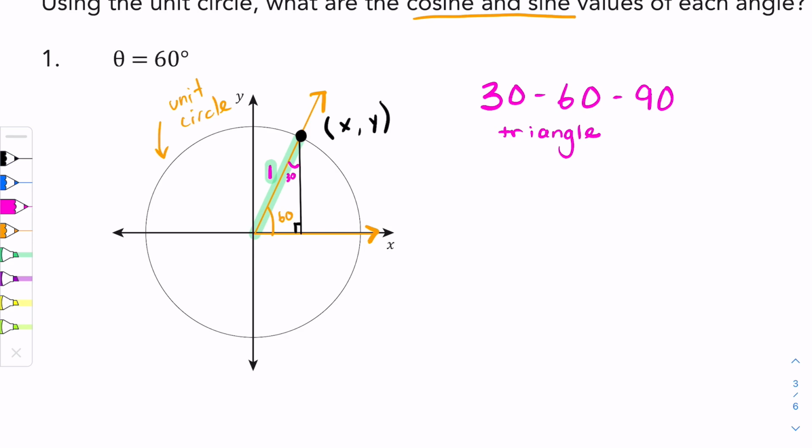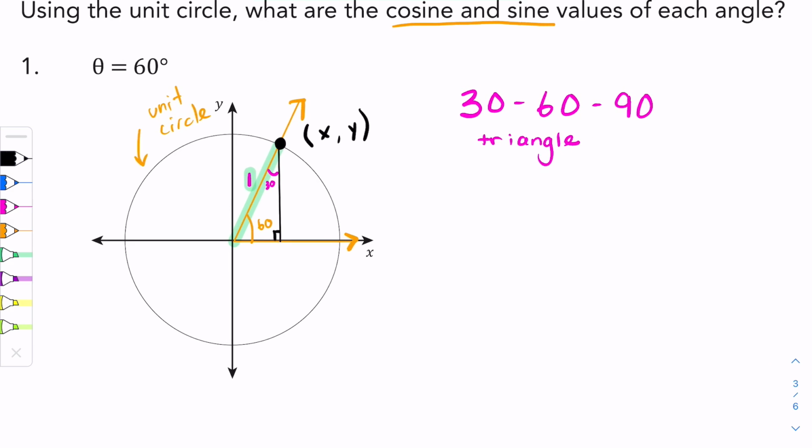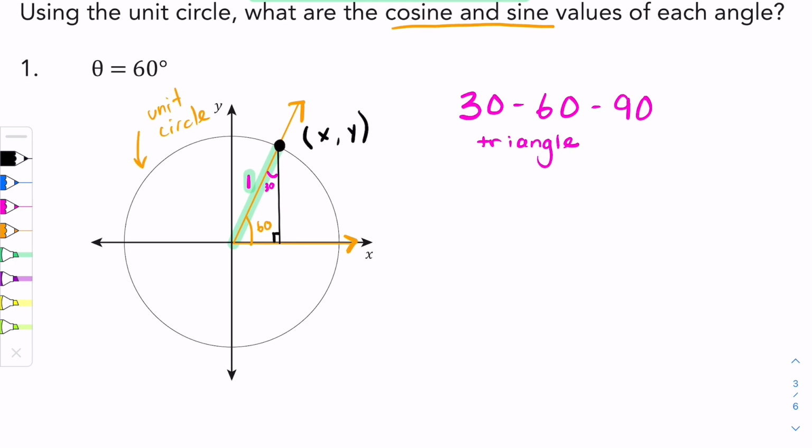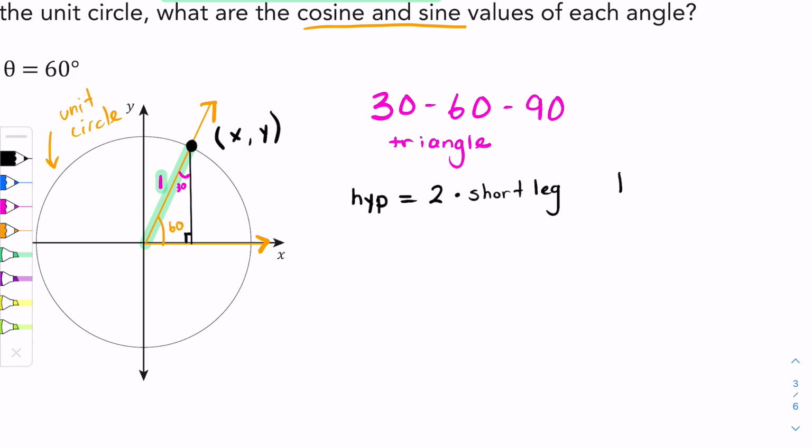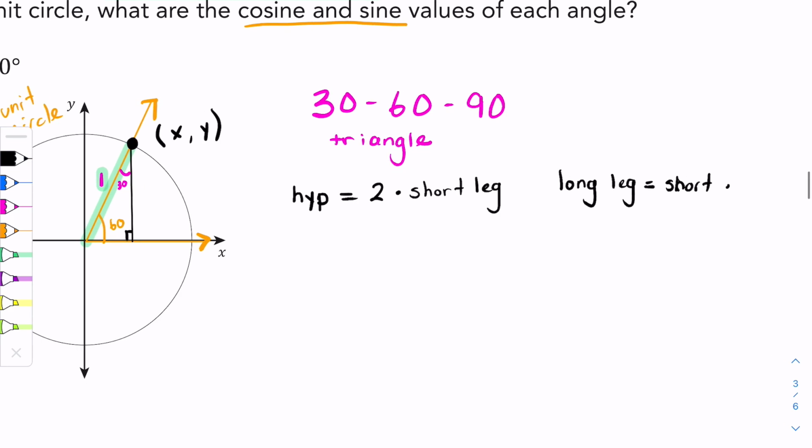And just to refresh your memory on the formulas that we're going to be using, in a 30, 60, 90 triangle, the hypotenuse is equal to 2 times the short leg, and the longer leg is equal to the short leg times the square root of 3.